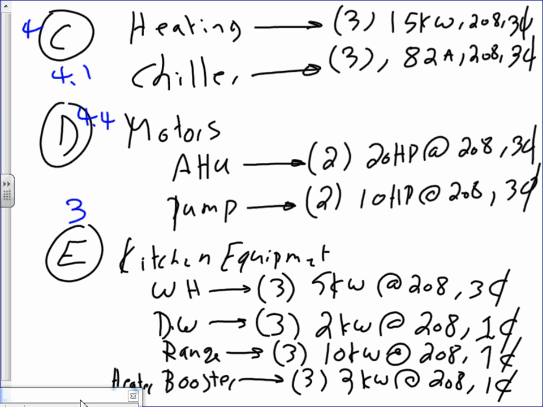It gets even more interesting. I do have a kitchen. E is kitchen equipment. In my kitchen equipment, I have the following equipment. I'll read it for you so you identify it.